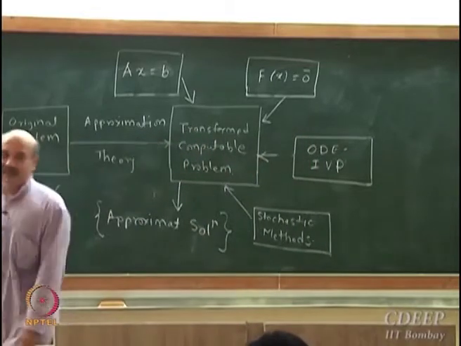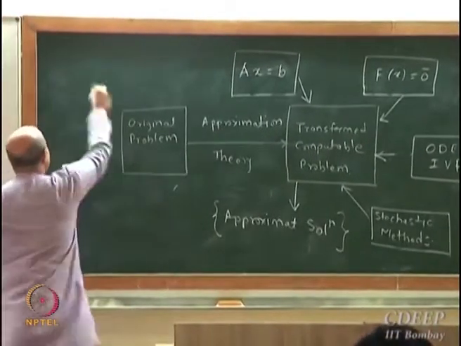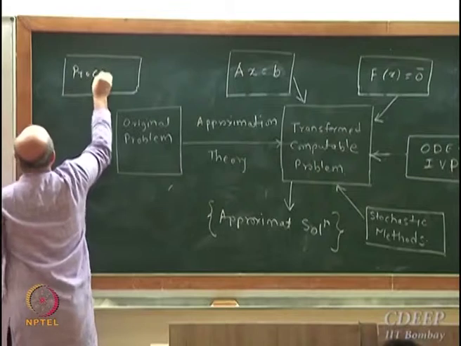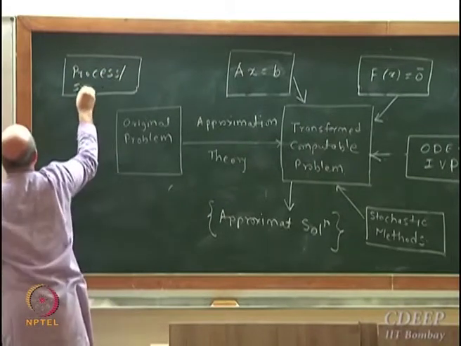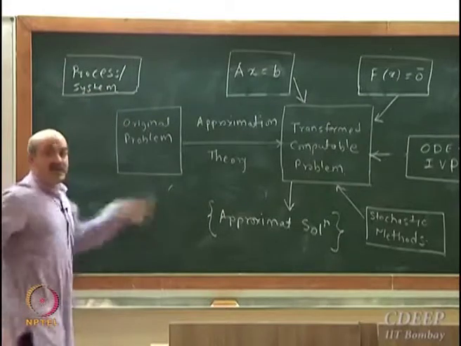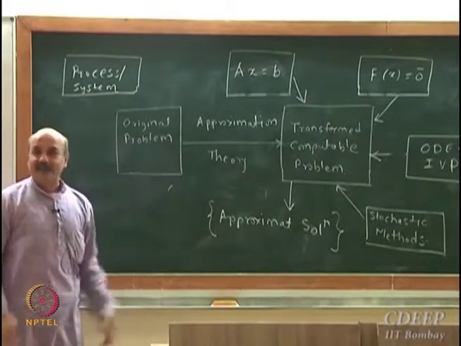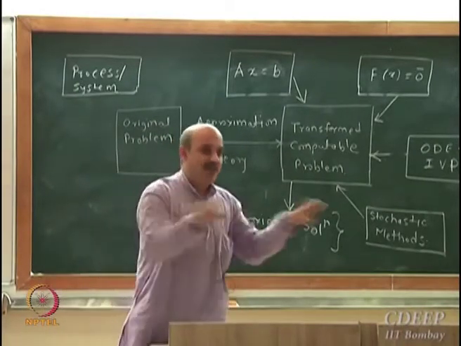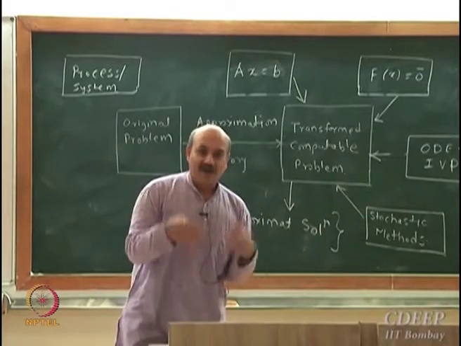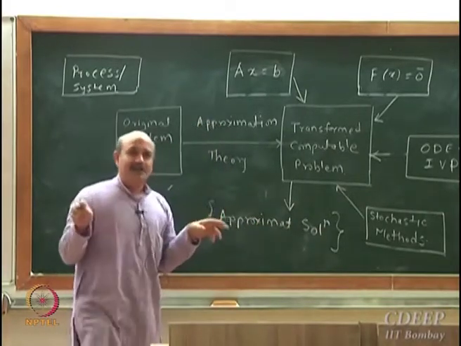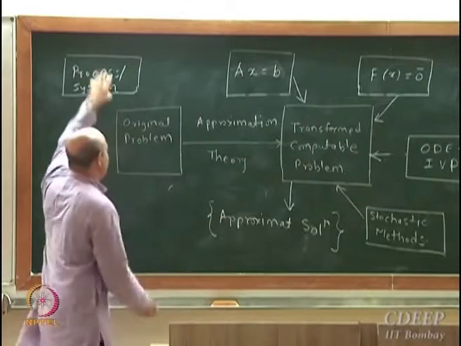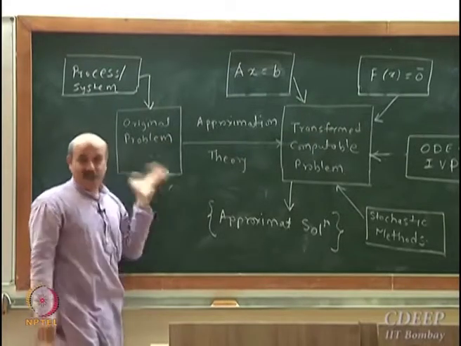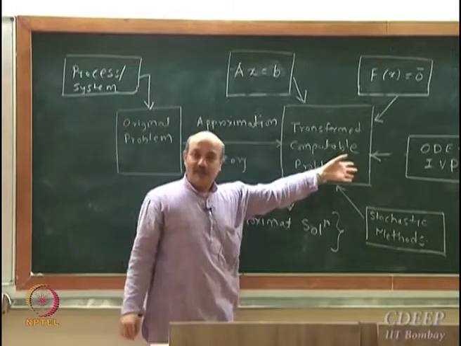If you start with a real system, so this is the real process, or a system, when you write a mathematical model, that itself is an approximation. When I say that a reactor is like a CSTR, it is not a perfect CSTR, or when I say it is a PFR, it is not a perfect PFR. PFR and CSTR are idealized models which try to approximate the reality. So from here to here itself there is an approximation. What we formulate here we cannot solve exactly, so there is one more level of approximation.